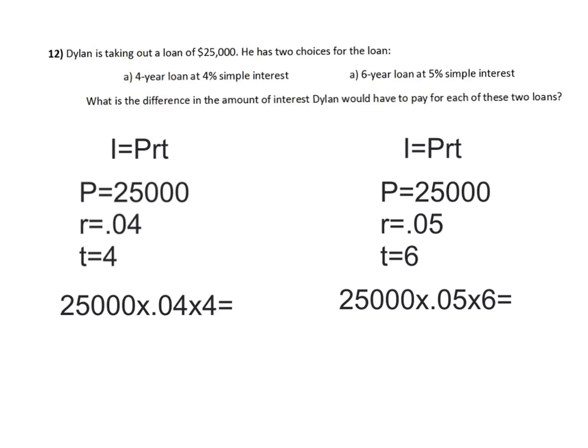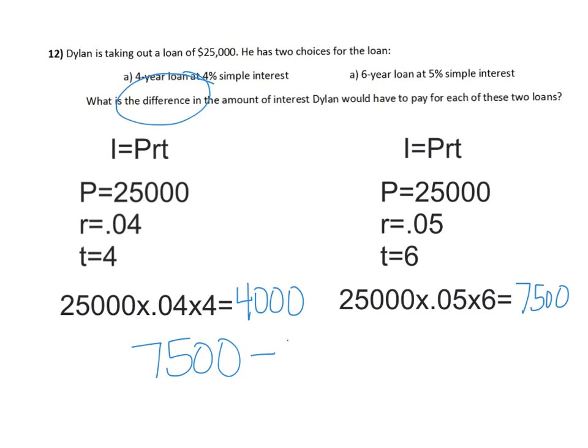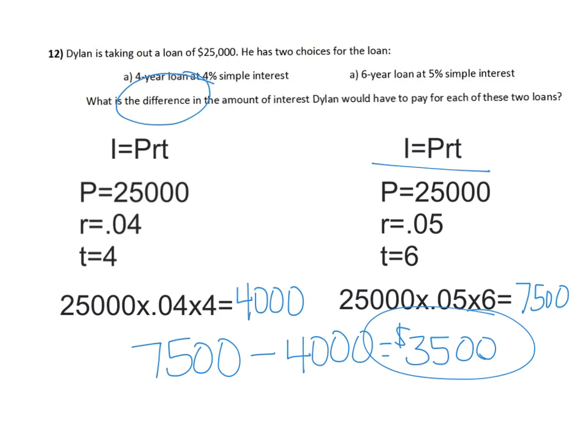So in the first choice, he would earn $4,000 in interest. And then on the second choice, he would earn $7,500 in interest. But the question is, what is the difference? So you would have to subtract 7,500 minus 4,000 to figure out that they have a difference of $3,500 in interest. And again, we just used the formula for simple interest.